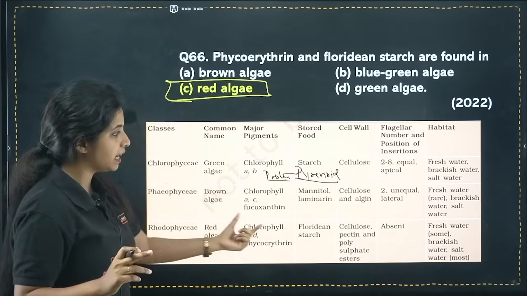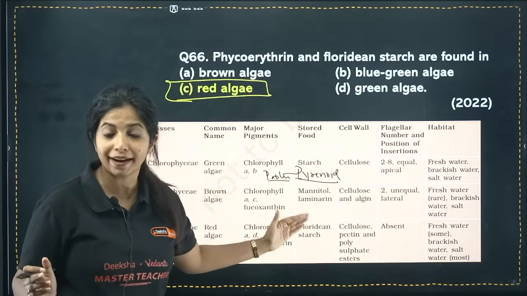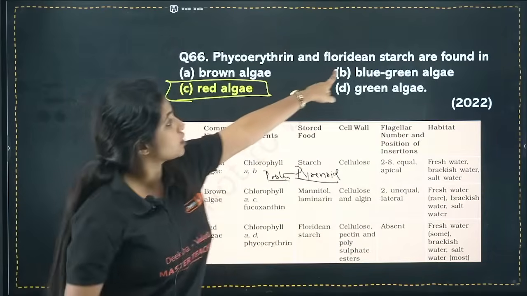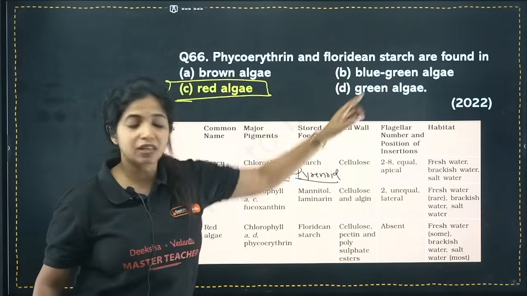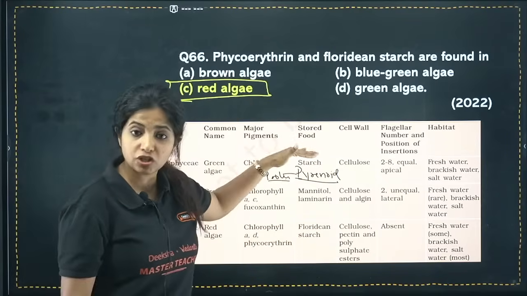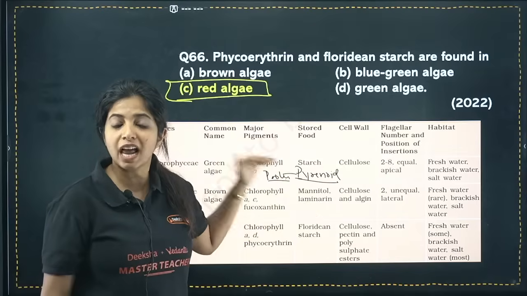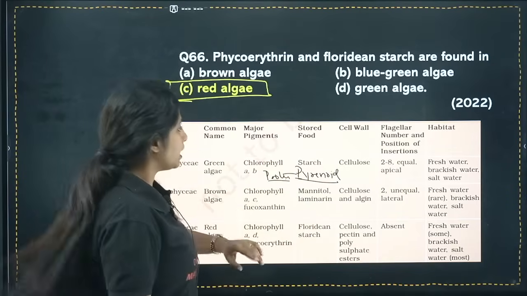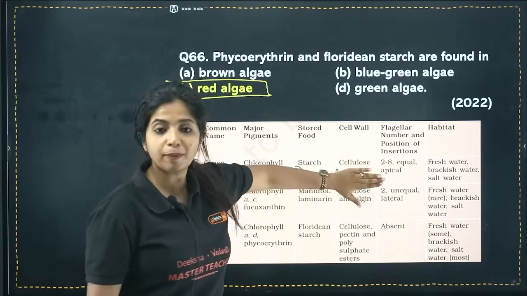In Phaeophyceae, it is mannitol and laminarin. In Rhodophyceae, it is going to be floridean starch, just like how we saw over here. Floridean starch is the stored food out there. So one has just starch and pyrenoid, the other one has laminarin and mannitol, and the third one has floridean starch.